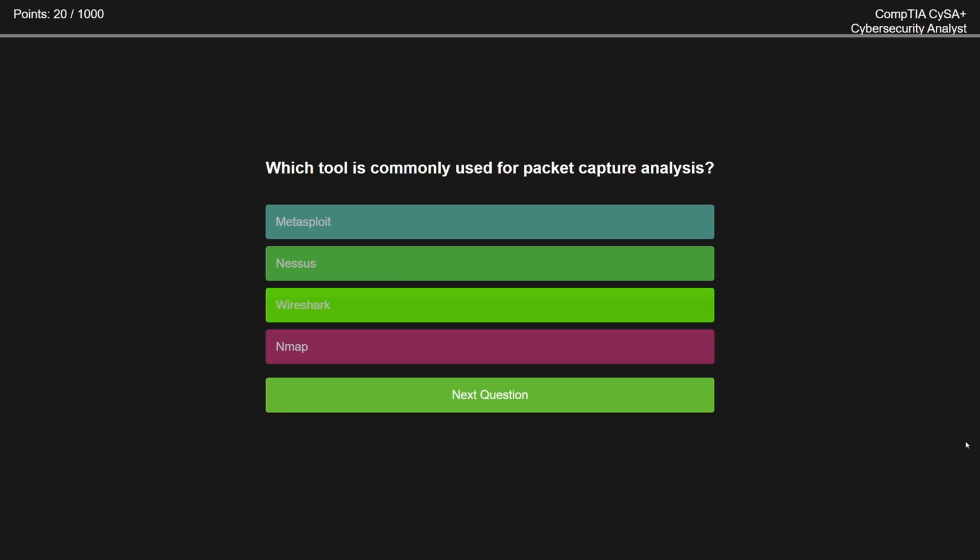What is Nessus? Nessus is a vulnerability scanner that scans for certain vulnerabilities. I believe it's more operating system based vulnerabilities. And then we have Wireshark, which is of course going to be our packet capture analysis. What other tool can do packet capture analysis? That would be tcpdump, another one that can do packet capture analysis. Nmap, what's it for? Nmap is basically so you can see open ports on your network, so you can scan your network to see if there are any attack vectors.